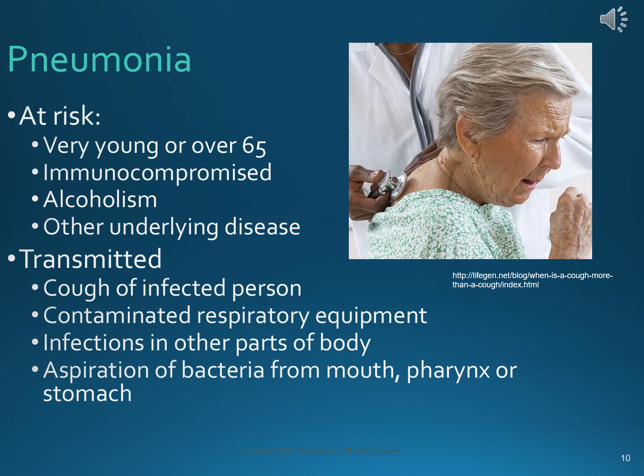You can get pneumonia from infections in other parts of the body. It often happens from an upper respiratory infection or a sinus infection that moves down into your bronchus and your lungs. There are other ways that you can get pneumonia. Dental infections actually is another one of those ways. You can also, of course, aspirate bacteria from your mouth, pharynx, or stomach and get pneumonia that way.